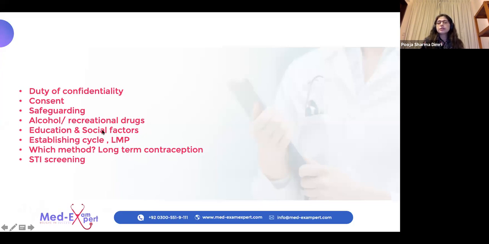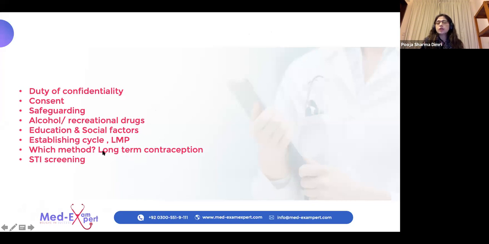Establish the education of the person, the social factors, cycle, last menstrual period, because once the ovulation has occurred, then we don't talk about tablets, okay? Because they won't be effective, because they basically delay the ovulation. So you should know the mechanism of action. So when we are talking about the medical methods of emergency contraception, they are basically delaying the ovulation. So if the ovulation has already occurred, they won't be effective. So which method you have to decide based on this, okay?